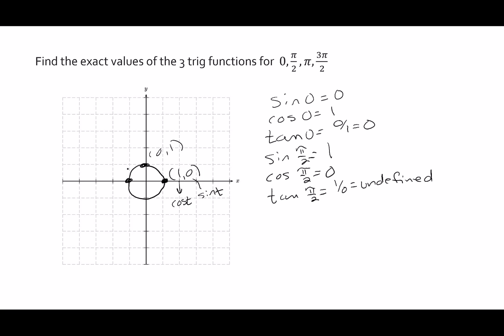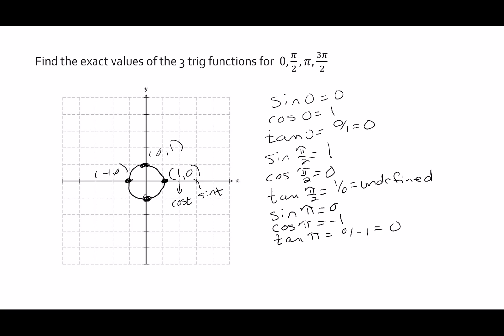If I go over to pi, I see the point (-1, 0). Sine of pi will be 0. Cosine of pi will be -1. Tangent of pi, 0 over -1, is 0 again.